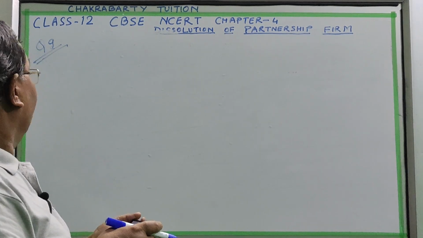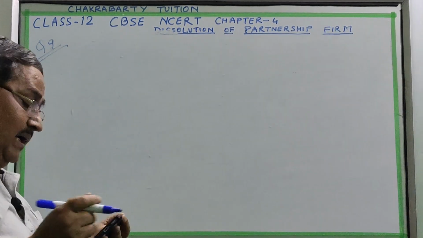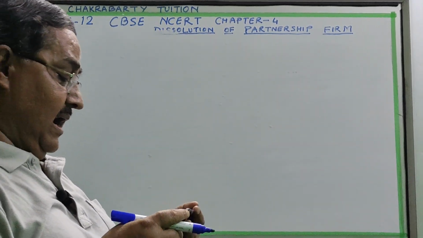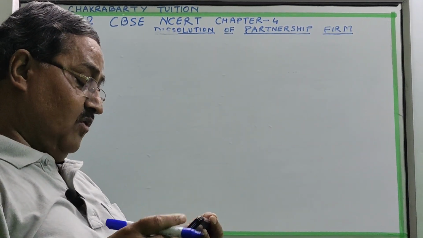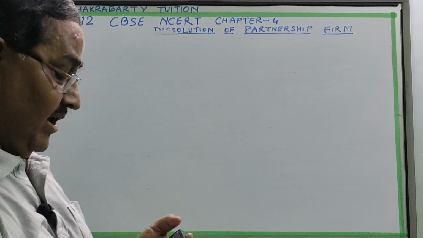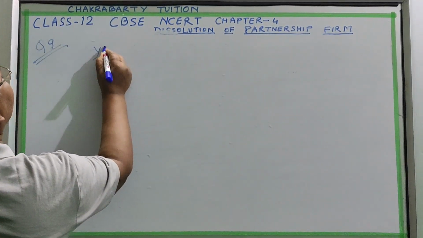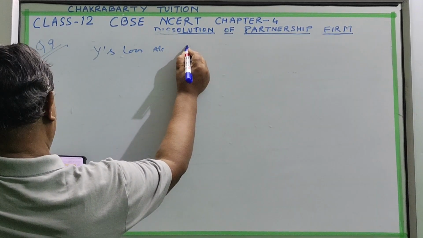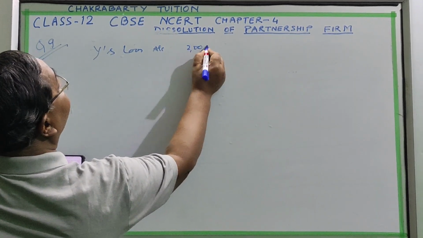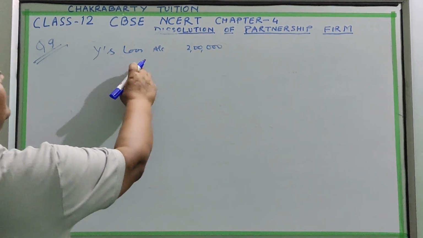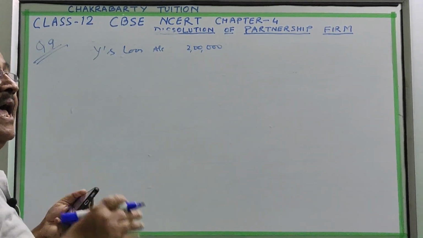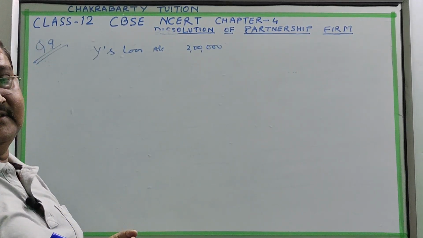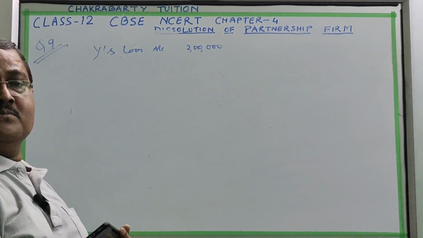Question number 9. Here the two partners are there. One is Yestin and the other partner is Amari. One partner, Yestin's loan account is there. Loan account balance is 2 lakhs. But he wants it to be paid first before the capital. And the other partner wants capital to be paid first. So what will be our decision?